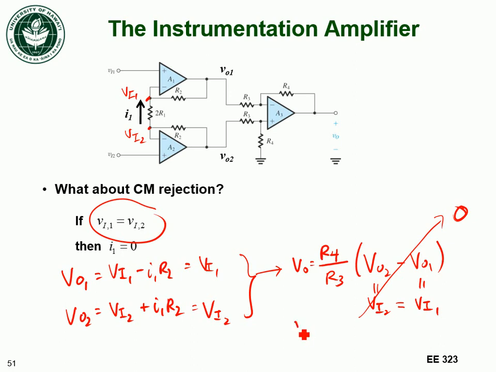Okay, so that means the output of this is going to be zero if VI1 and VI2 are equal to one another. Or another way of saying that is the common mode gain, which is the output voltage divided by my common mode signal, is zero, just like our single stage difference amplifier.